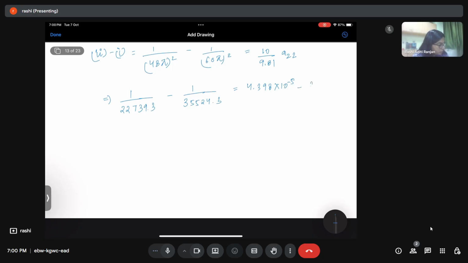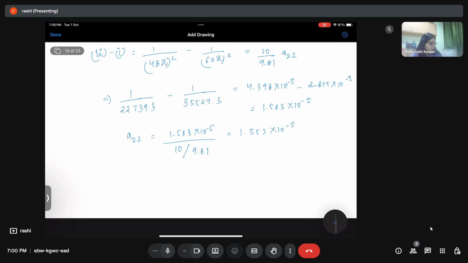minus 2.815 into 10 to the power minus 5. This will give us 1.583 into 10 to the power minus 5. So A22 is going to be nothing but 1.583 into 10 to the power minus 5 divided by 10 by 9.81, which is 1.553 into 10 to the power minus 5. So this is the value of A22.